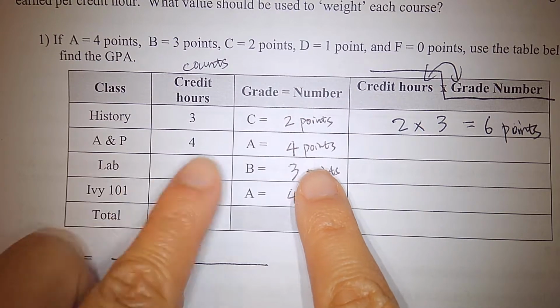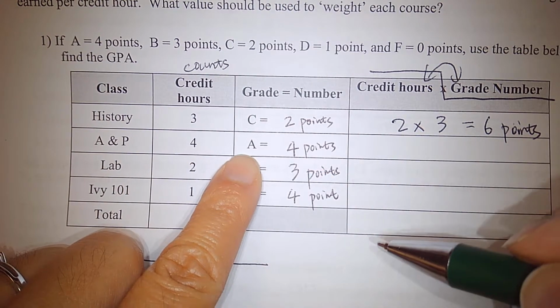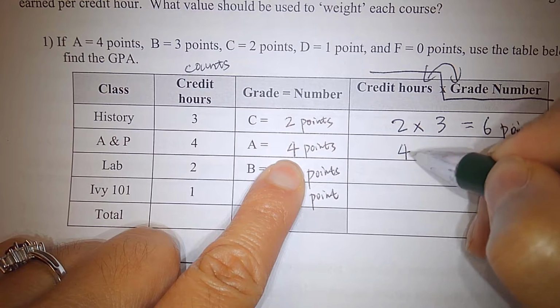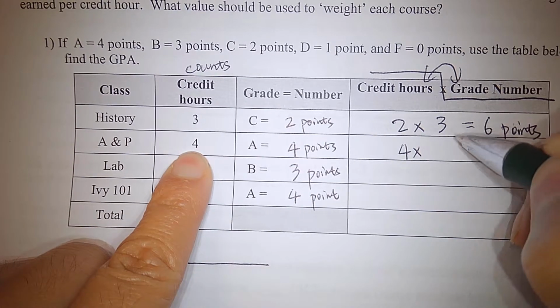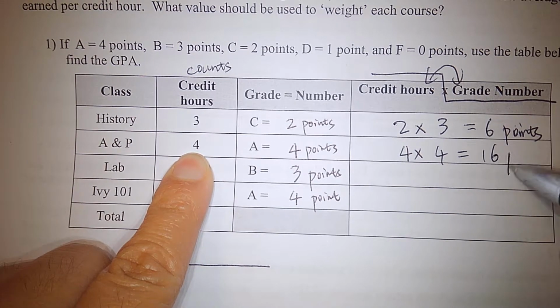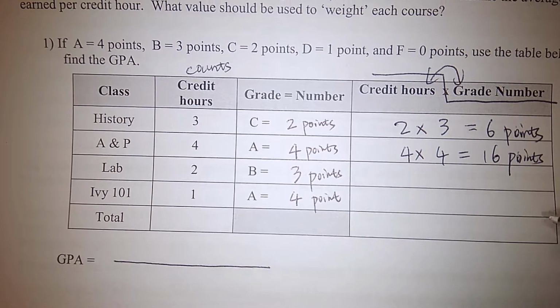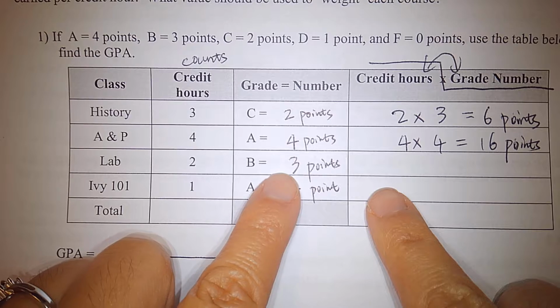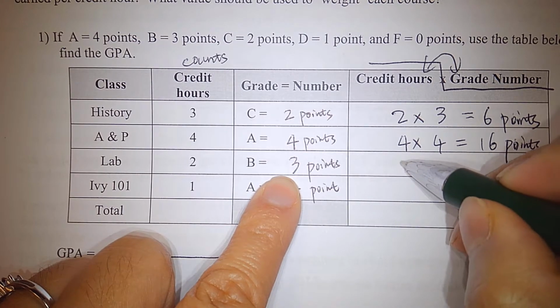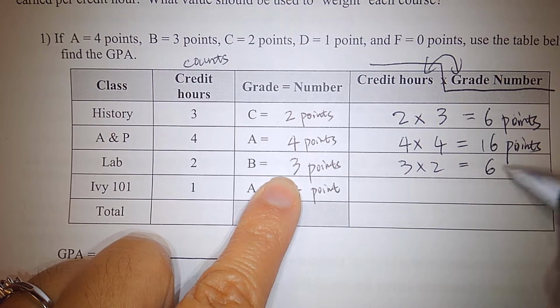And then A and P, he or she gets an A with 4 points, right? Value is 4 times 4 credit hours, which is 16 points. You don't have to keep the units, I just keep the units. And then similarly, what's for lab? 3 times what? 2, 6.